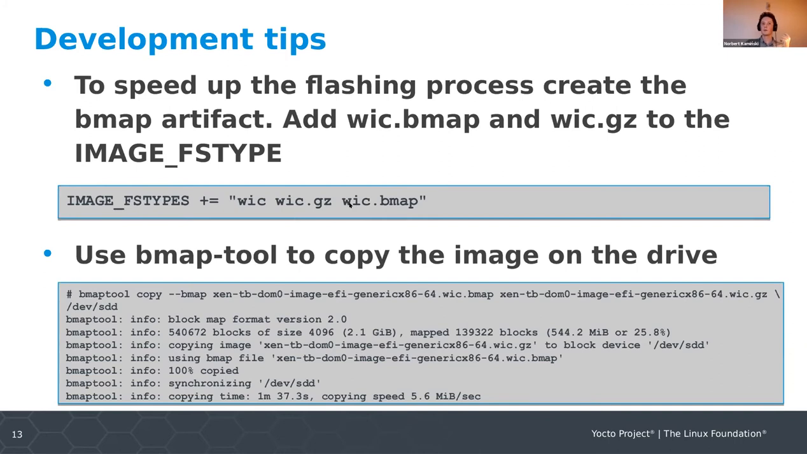As you can see, we will have the bmap file that describes the compressed image. And you need to use root privileges here, and you may copy your image to your device. Using the bmap tool speeds up the flashing process by 5 to 7 times.